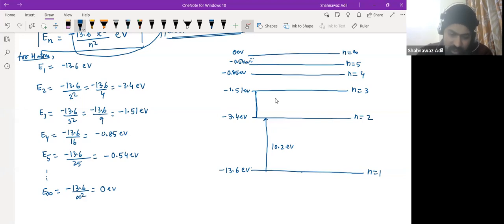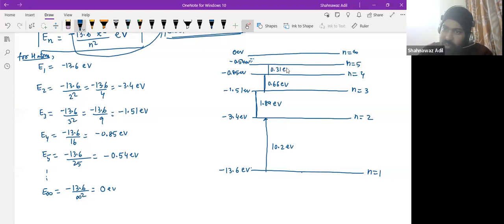3.4 minus 1.5, so this is 1.89 electron volt. And this is how much? This is 1.51 minus 0.85, so that is 0.66 electron volt. And then we have 0.85 minus 0.54, so that is 0.31.